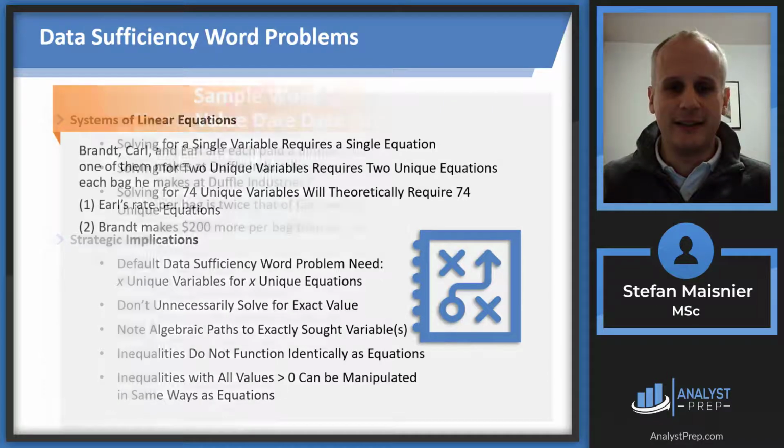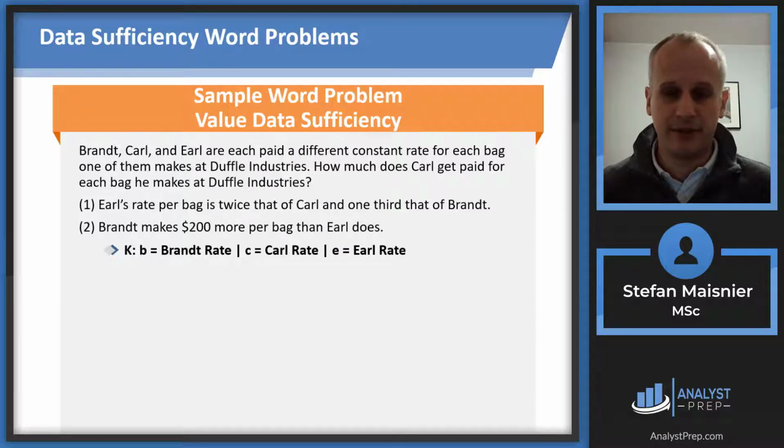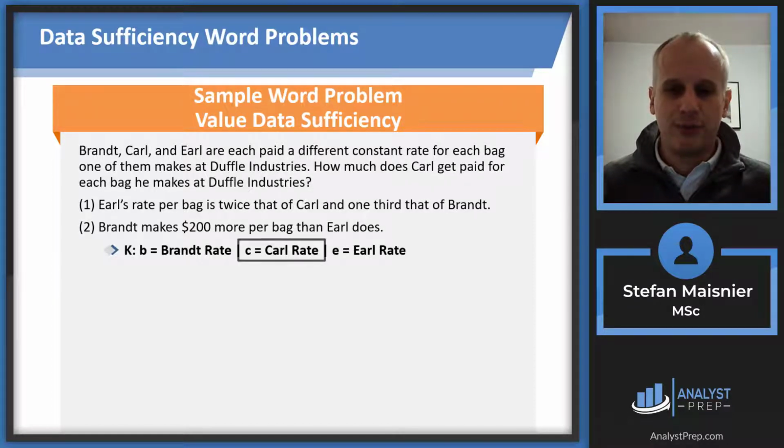So let's consider a sample word problem value data sufficiency. So we've got this situation with Brant, Carl, and Earl. They're each paid a different constant rate for each bag one of them produces at Duffel Industries. And we're asked how much does Carl get paid for each bag he makes at Duffel Industries, the specific value. Now, always articulate what you know first, and we're going to just shorthand Brant's rate as B, Carl's rate as C, and Earl's rate as E. Simple enough. And then, of course, we'll box off Carl's rate as the value that the problem is seeking the answer to.